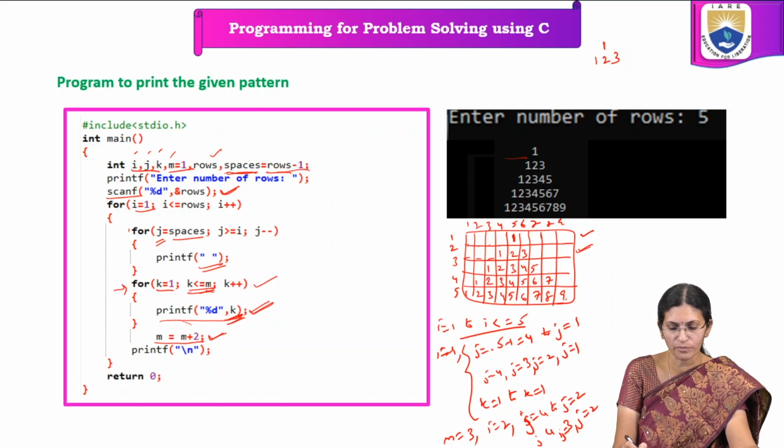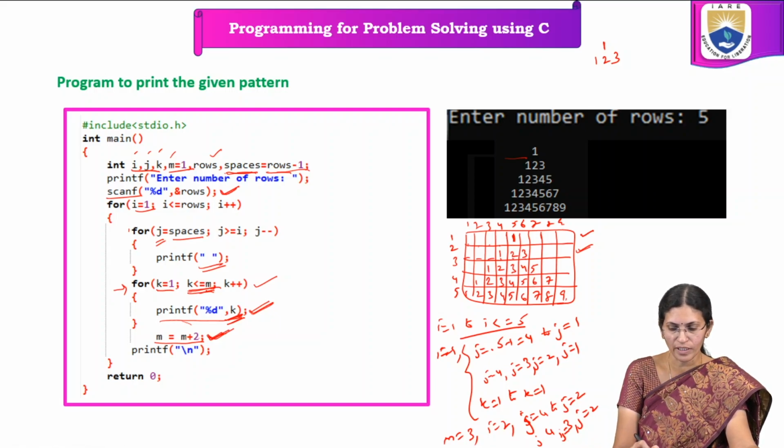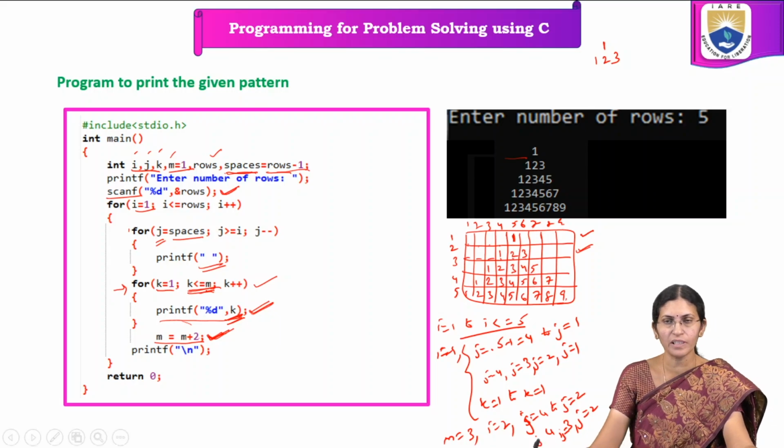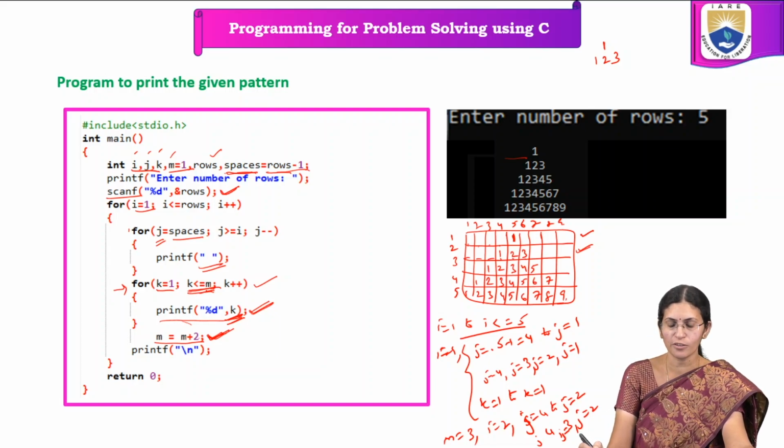So this printf statement, which is going to print the value of k, will repeat 3 times. For the first iteration, k is equal to 1. Next iteration, k is equal to 2. Third iteration, k is equal to 3. After that, when this condition becomes false, it will come here. Again, the m value is incremented by 2. Now m is equal to 5 here. So this is how we can write the program for printing this pattern.